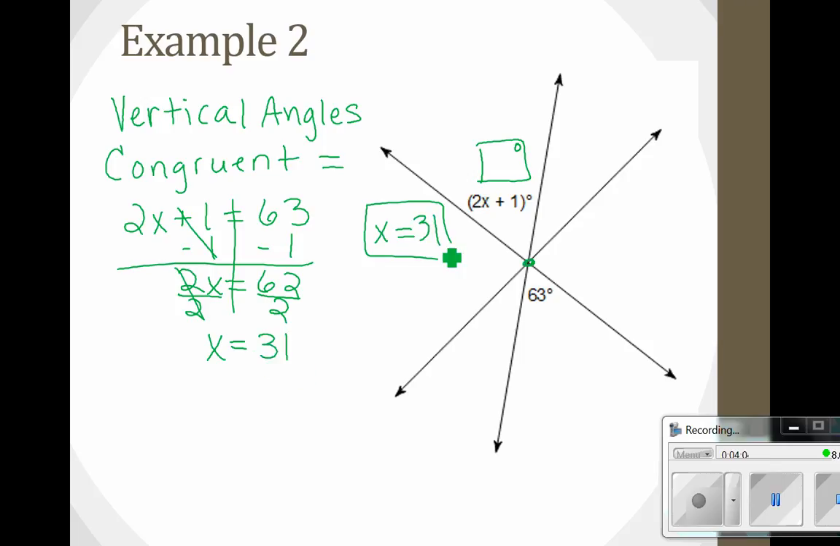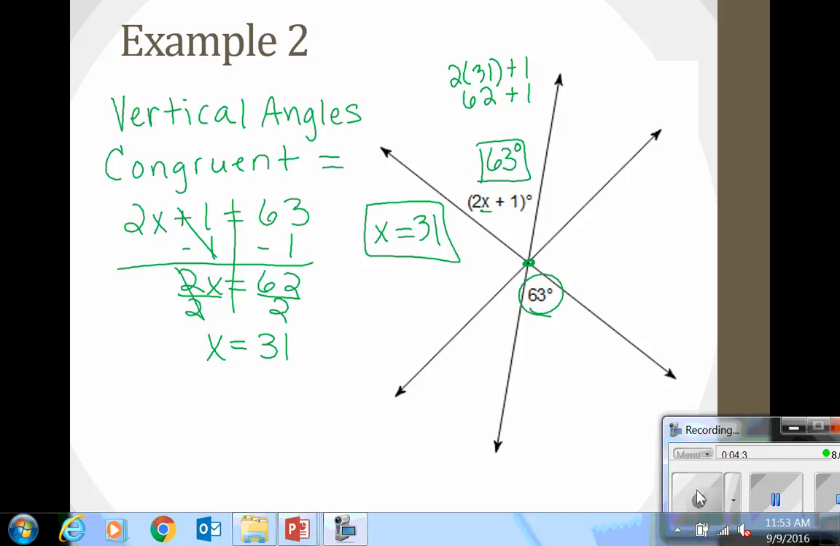Now I'm going to substitute 31 in place of x to make sure that 31 is the correct answer, because we know we should get the 63. So 2 times 31 plus 1. 2 times 31 is 62. Bring down the plus 1, and we know that equals 63. So our answer would be correct.